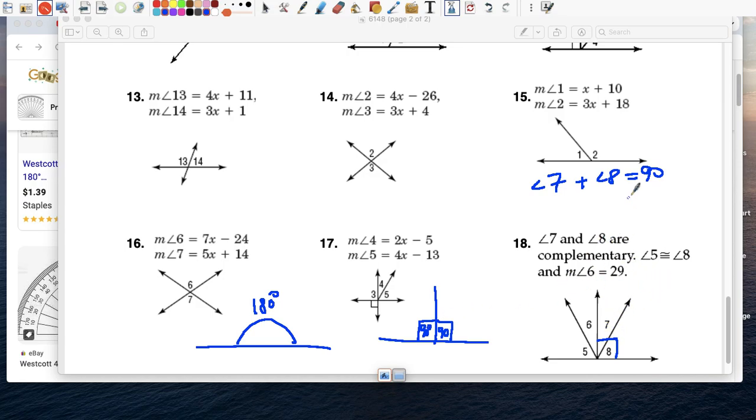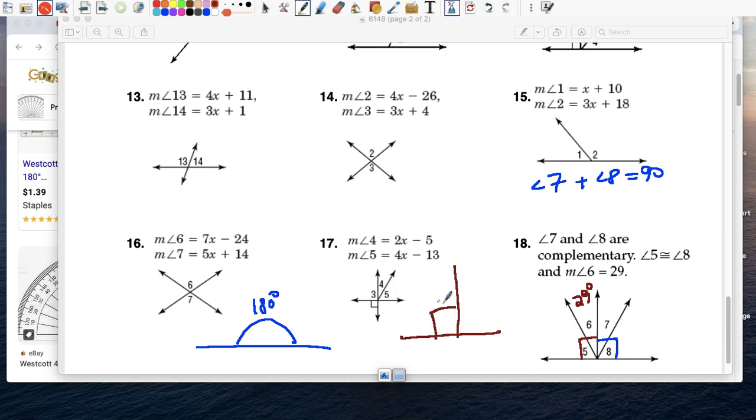We know 7 plus 8 is 90. Angle 5 is the same as angle 8. I'll change colors. That's 90 degrees on the right side. And guess what? It's 90 degrees on the left side. And angle 6 here is 29 degrees. So let's focus on the left side. On the left side, we have something like this. We already established that it's 90 degrees.